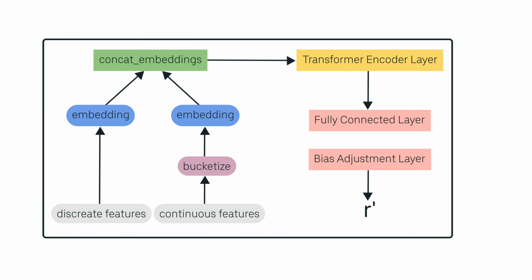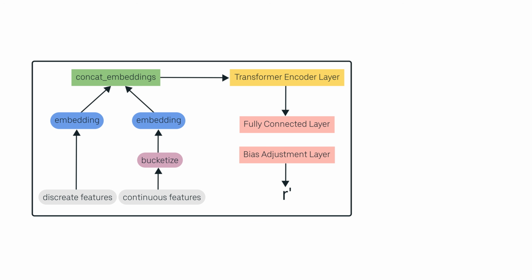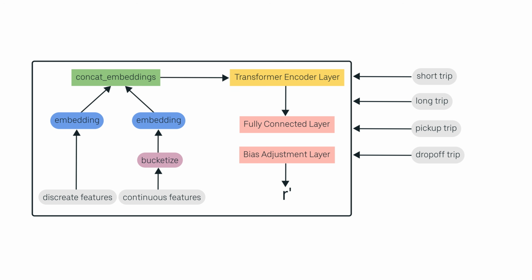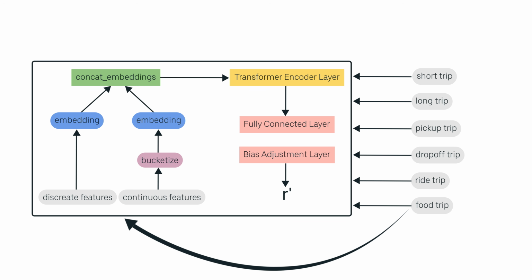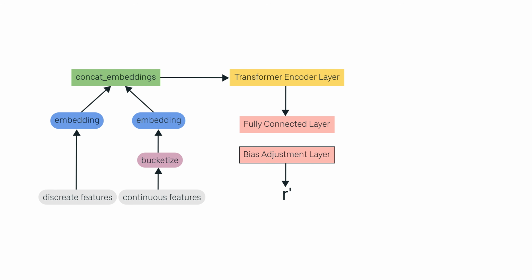Note that this same ML model will be used for all the scenarios where we might need to predict ETA. For example, this model will be used for predicting ETA for short trips as well as long trips. It will be used for pickup trips as well as drop-off trips. It will be used for ride trips as well as food delivery trips. Depending on the scenario, the underlying data distribution would change, and thus, the model's output distribution should also change. To enable this, we create a fully connected layer called bias adjustment layer. This layer takes two inputs, the fully connected layer's output and features corresponding to types of scenarios.